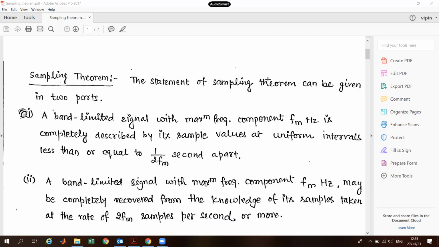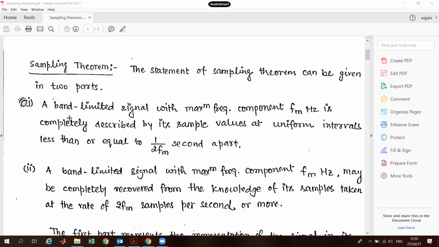The statement of the sampling theorem can be given in two parts. First, a band limited signal with maximum frequency component FM Hertz is completely described by its sample values at uniform intervals less than or equal to 1 divided by 2 FM seconds apart. So suppose we have a band limited signal. Band limited means it is limited by frequency and has a maximum frequency component FM, meaning the maximum frequency in that signal is equal to FM. And we want to describe that signal with the help of sample values taken at uniform intervals less than or equal to 1 divided by 2 FM.